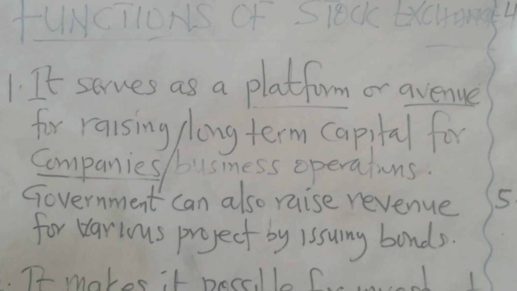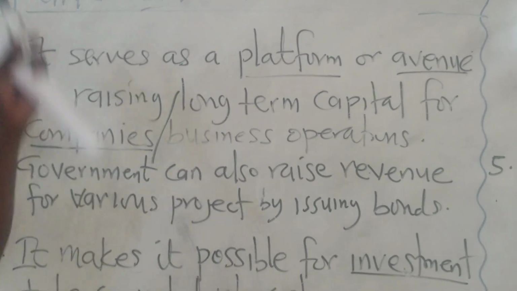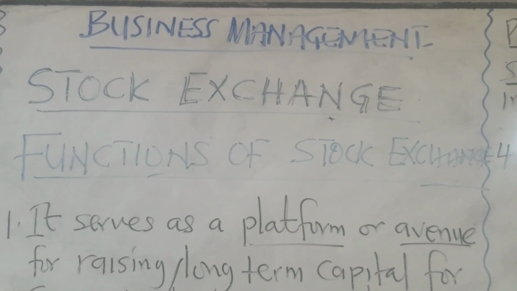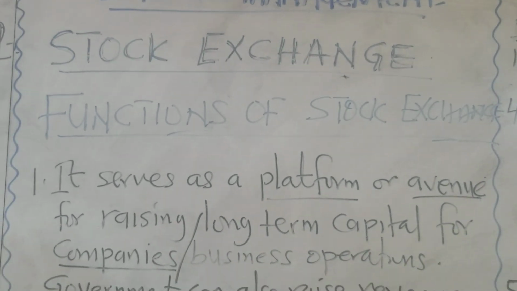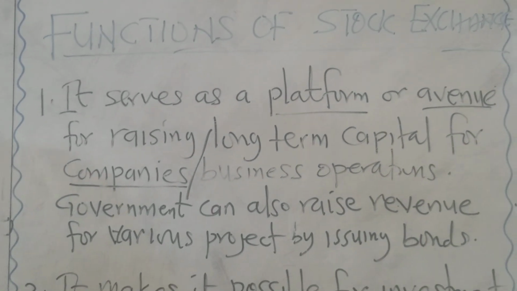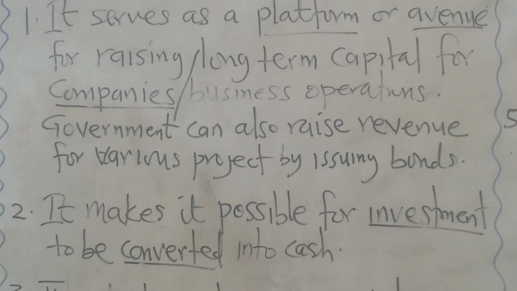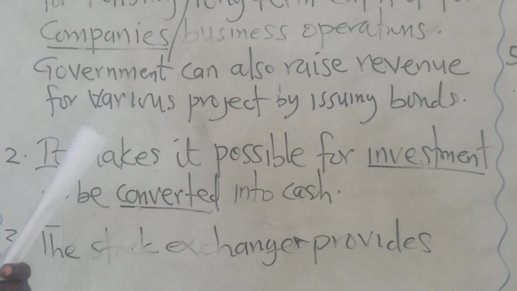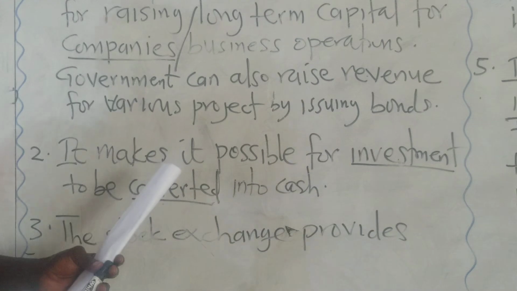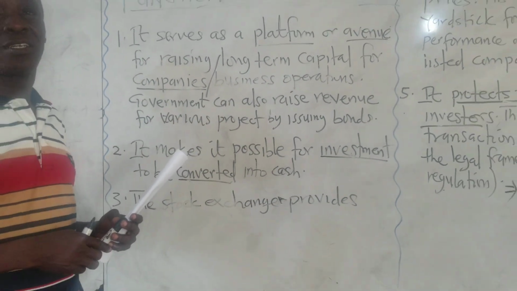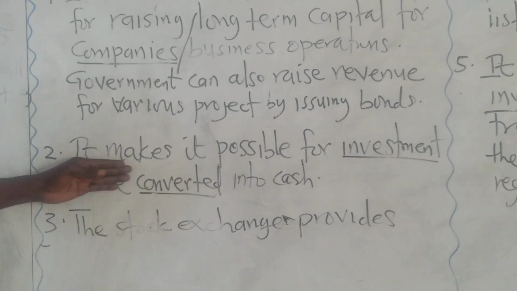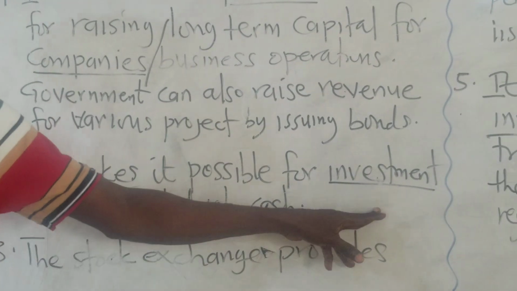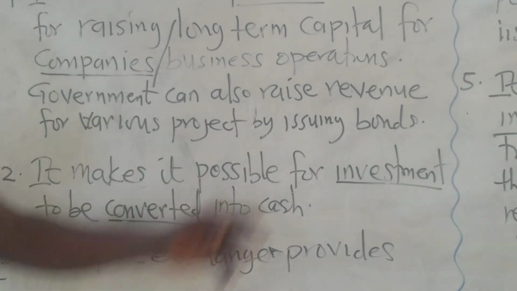The second example is very simple and straightforward. Remember, we said the stock exchange is a secondary market, which means it allows you to sell your shares. So you can convert the shares into cash at the stock market. In other words, if you are no more interested in keeping the shares, you can sell them and have cash. So the second one says that it makes it possible for investment, which is your shares, to be converted into cash.